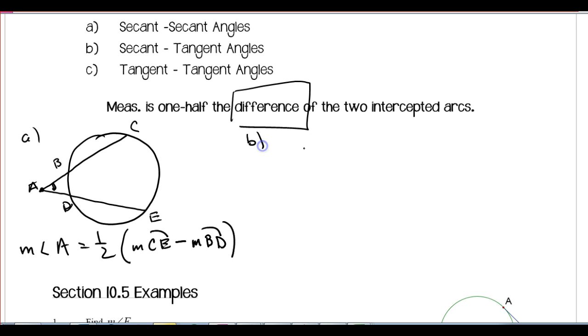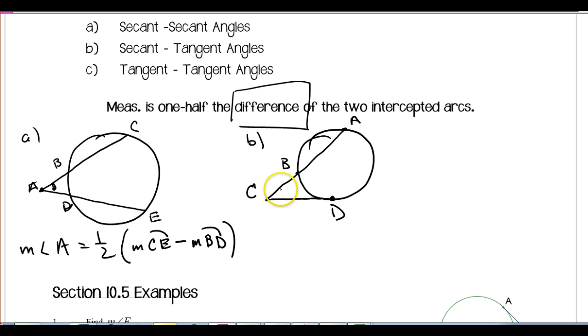And then for part B, we've got our circle here, and I need a secant. And now I'm going to draw a tangent, so I'm going to draw it so it looks like it just hits at one point right over there. So this is A, this is B, this is C, and this is D.